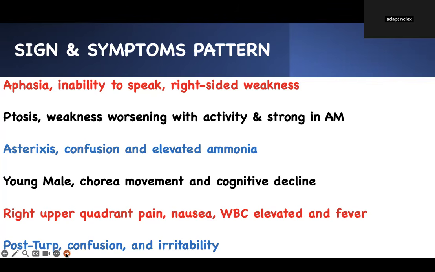I have asterixis and I'm confused, and my ammonia is elevated. Connect ammonia and asterixis. Asterixis is what? Flapping tremor. That is what? Hepatic encephalopathy. These are keys. You don't need a bunch of sentences. These 3 words should make you make a diagnosis.